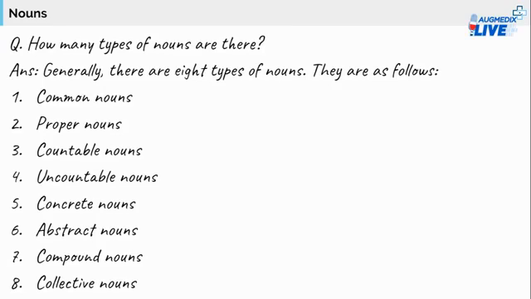They are common nouns, proper nouns, countable nouns, uncountable nouns, concrete nouns, abstract nouns, compound nouns, and of course, collective nouns.